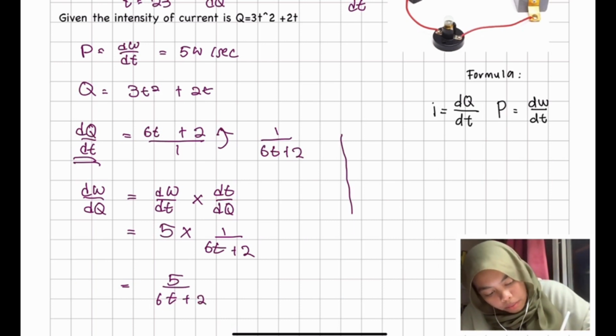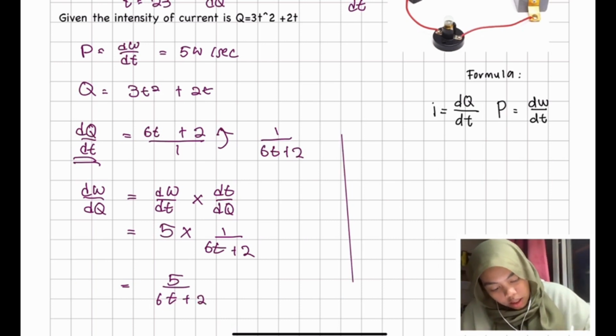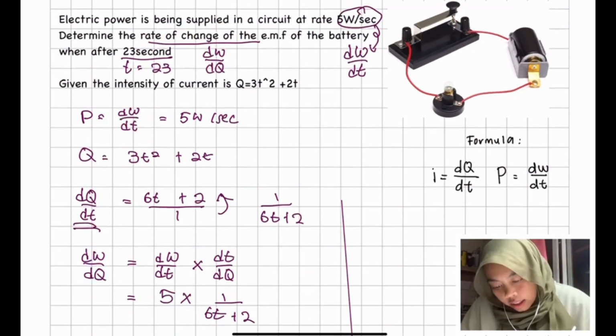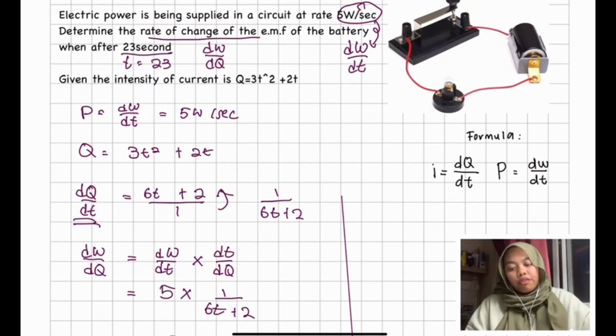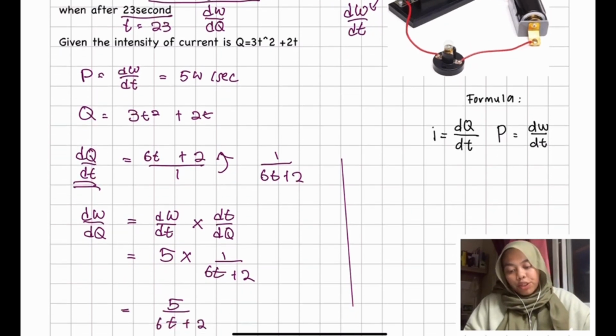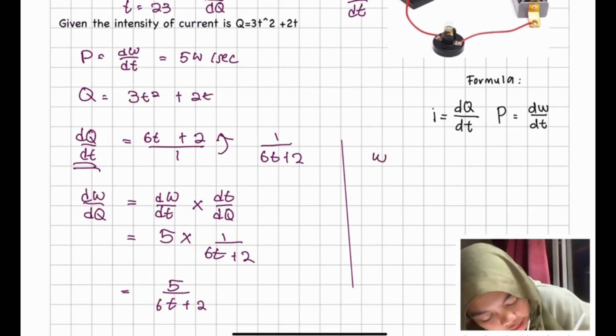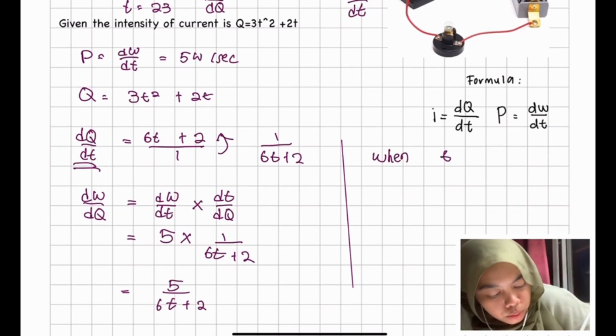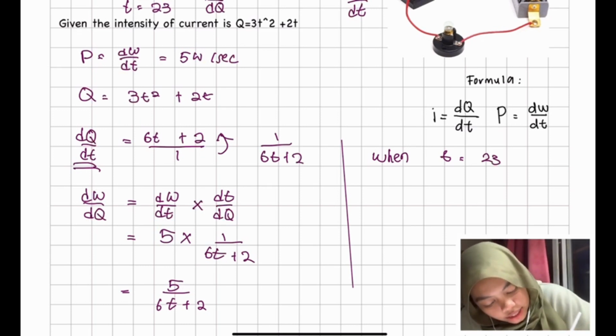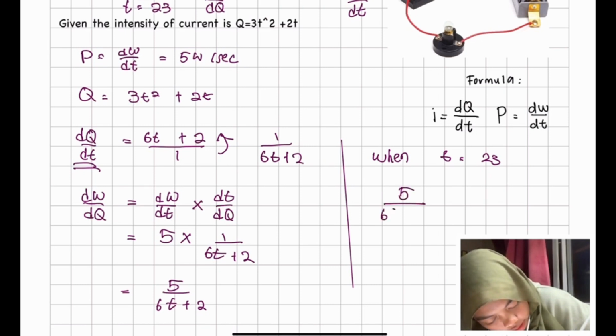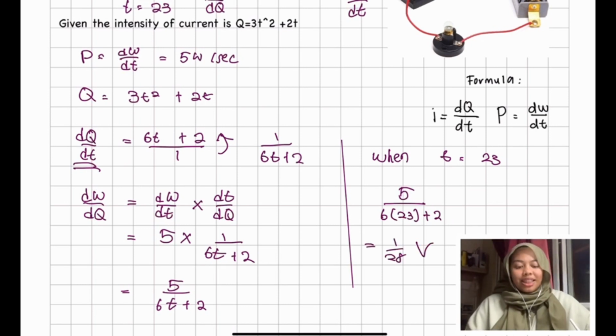And then we knew that it asked us to find the rate of change of the EMF after 23 seconds. So when t equals 23, just substitute the value of 23 into the equation. 5 over 6, 23 plus 2, you will get 1 over 28 volt, which is the EMF of the battery.